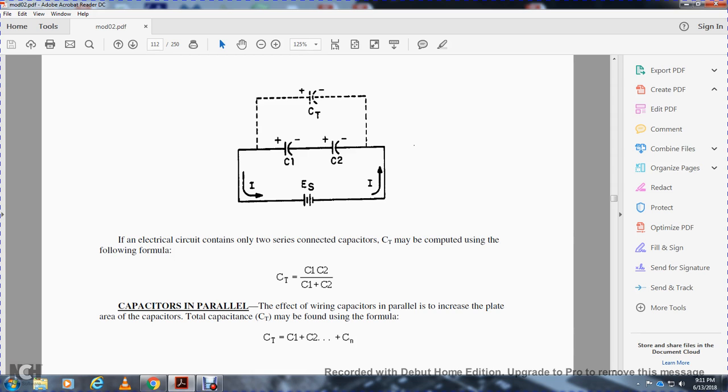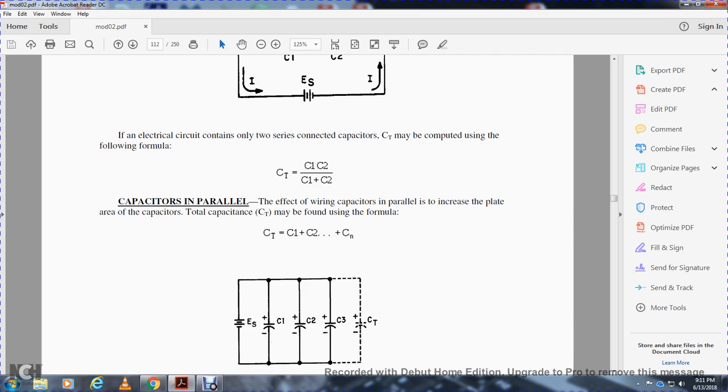Capacitors in parallel. The effect of wiring capacitors in parallel is to increase the plate area of the capacitor. Total capacitance may be found by CT equals C1 plus C2 plus so on, for the number of capacitors in parallel.